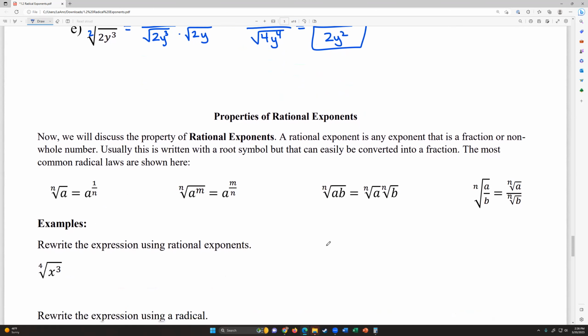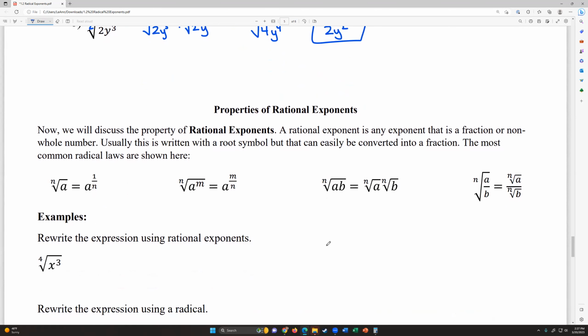All right, and then the last piece of the notes for today is the properties of rational exponents. So a rational exponent is actually a radical expression as well, because rational exponents, which means fractional exponents, means that you have a radical. So anytime you see one of these, you actually have a radical. The way we convert it is the number on top is inside with the base. The number on the bottom is your root, your index. So this is the nth root.